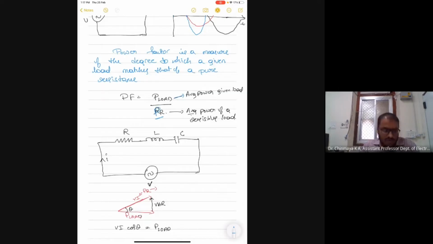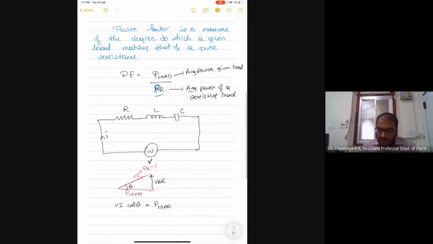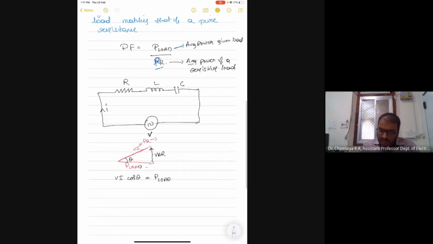P load divided by PR, the average power given to a load, and the average power if it is a resistive load. Okay. So in an RLC circuit, you have a resistor, an inductor, and a capacitor. When voltage is applied to this circuit, there will be an active power and an apparent power. The difference between the apparent power and the actual power will be known as reactive power. The reactive power.